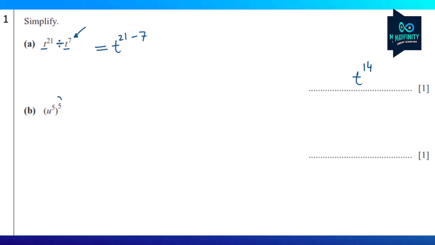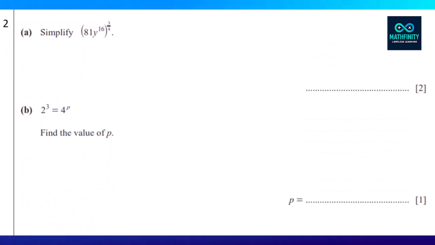And what is the rule for power and power? They will multiply with each other. So directly you can write in the answer space 5 times 5, 25. Okay. One mark is there, one mark is there. So even if you do not show your working, they will give you the mark.